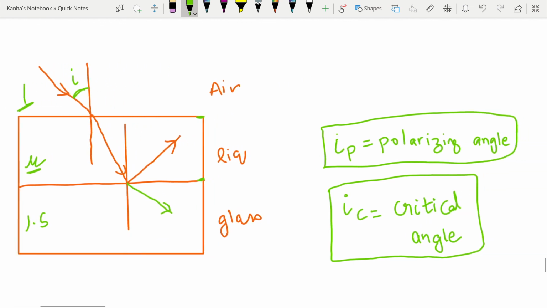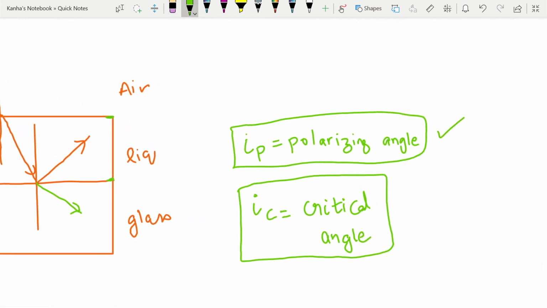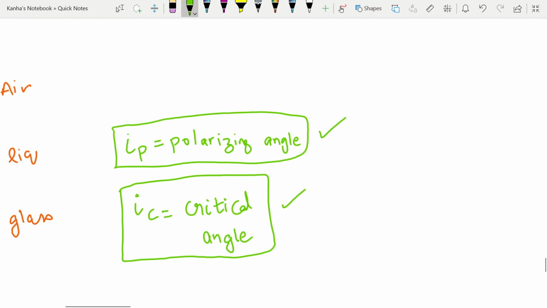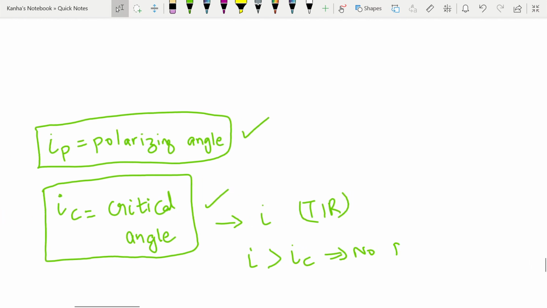In order to do this question, you should remember what polarizing angle IP is and what a critical angle is. Let me just revise what this critical angle means. When the angle of incidence of a ray traveling from a dense medium to a rare medium is greater than critical angle, then no refraction occurs. You read about this in the theory of TIR also. So whenever angle of incidence is greater than the critical angle, that implies no refraction occurs. That implies only reflection occurs.